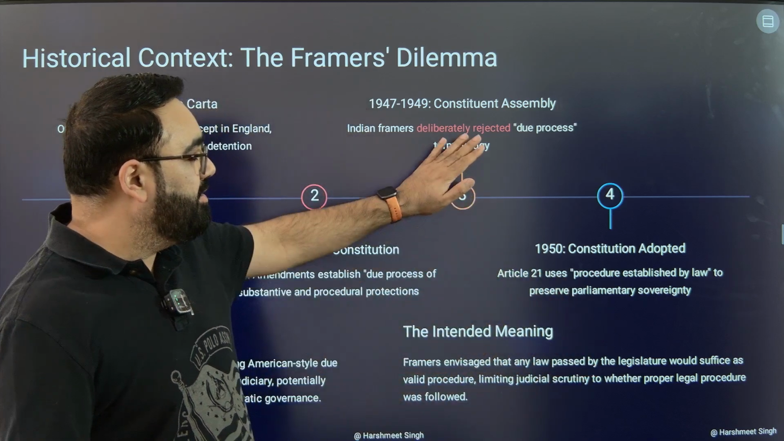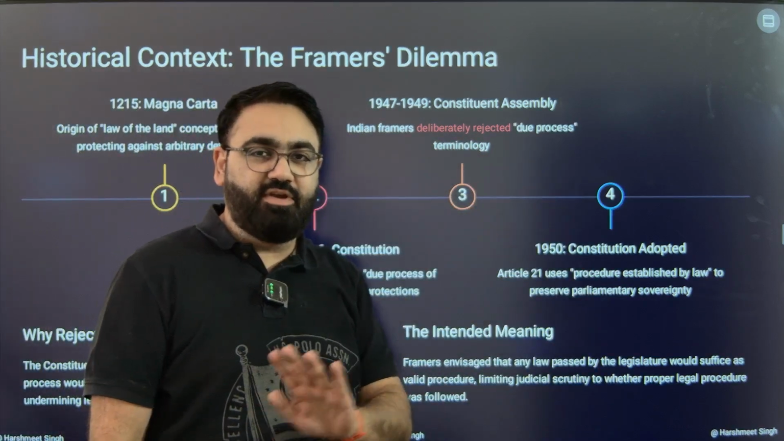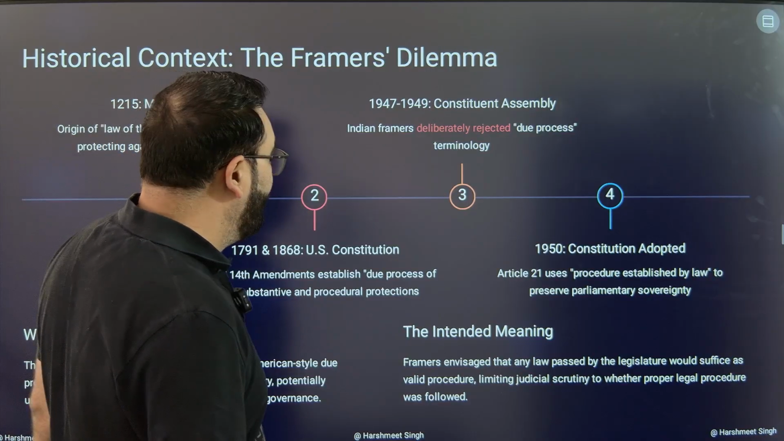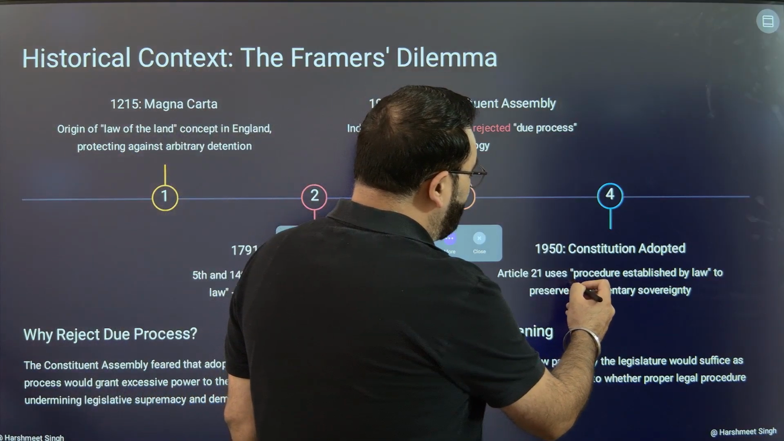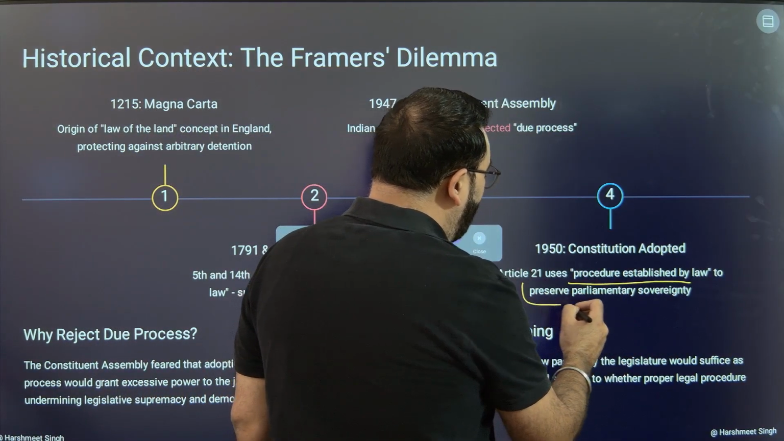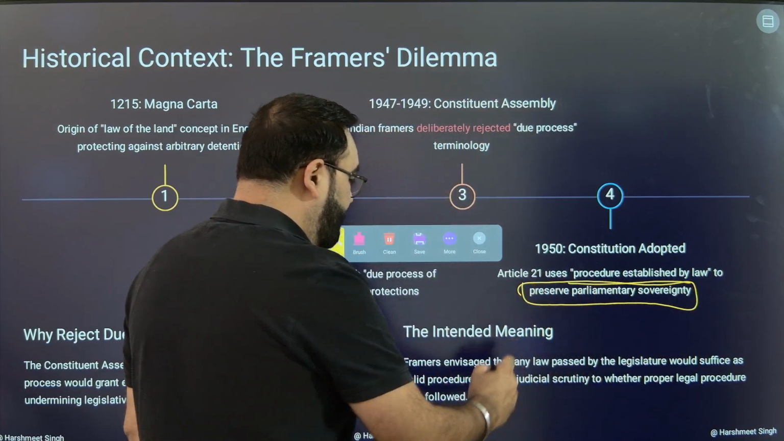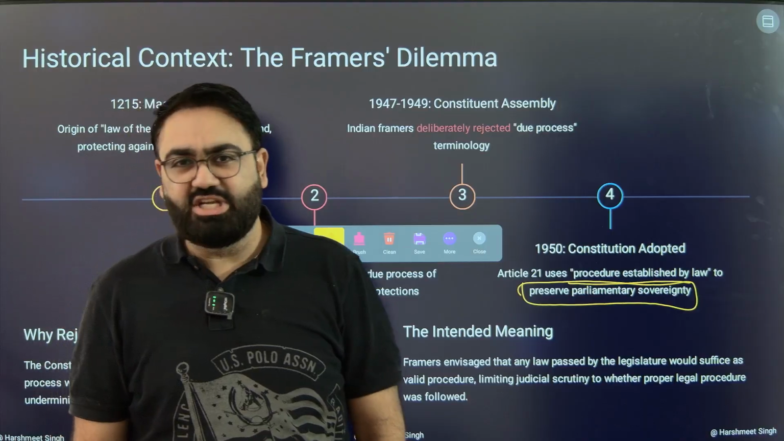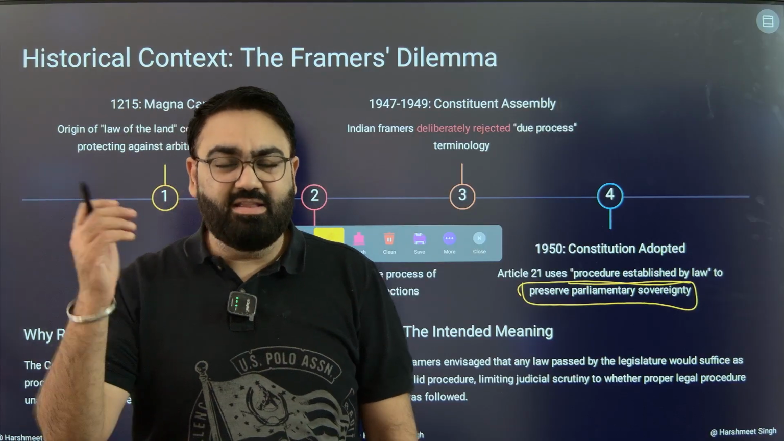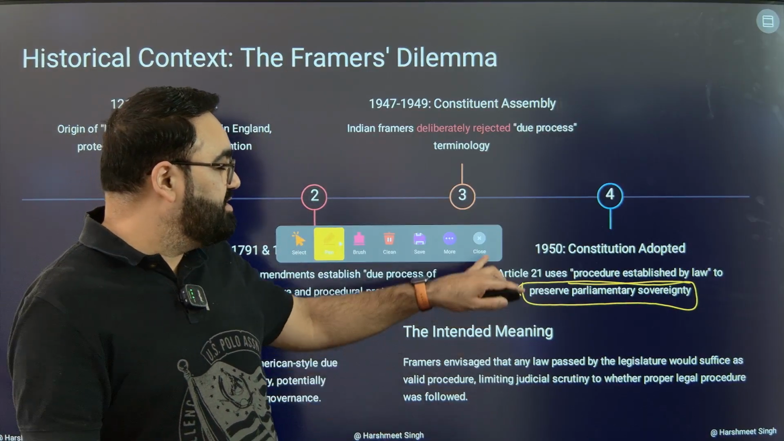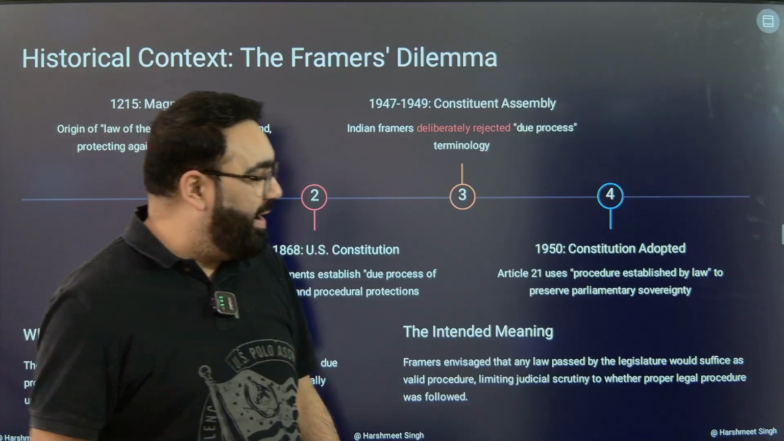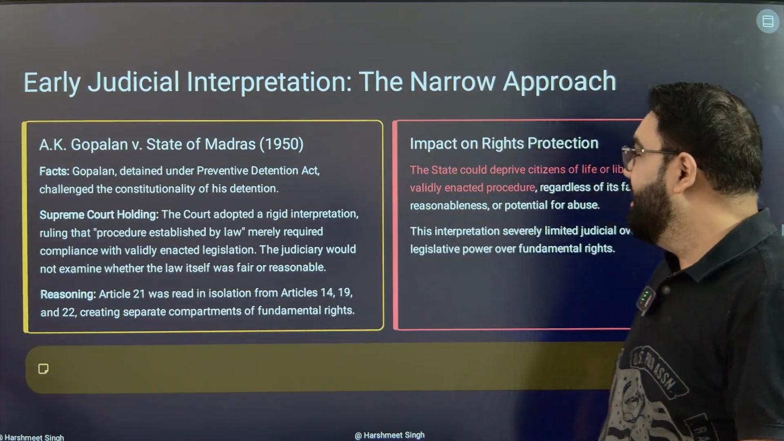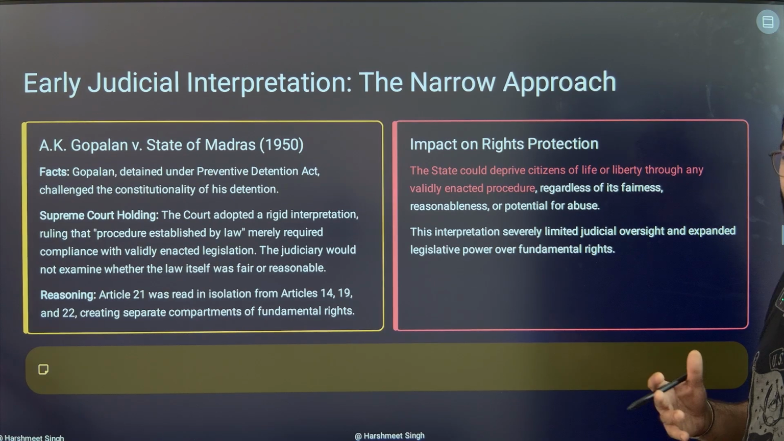So the Constitution makers did not use the phrase due process of law. The Constitution makers were happy using the phrase procedure established by law. Why? To preserve the sovereignty of the Parliament, so that the Parliament doesn't have to face random questions by the judiciary, such as why have you made this law, it's unfair. This was done to make the Parliament more powerful. However, things started to change in India with 1978.